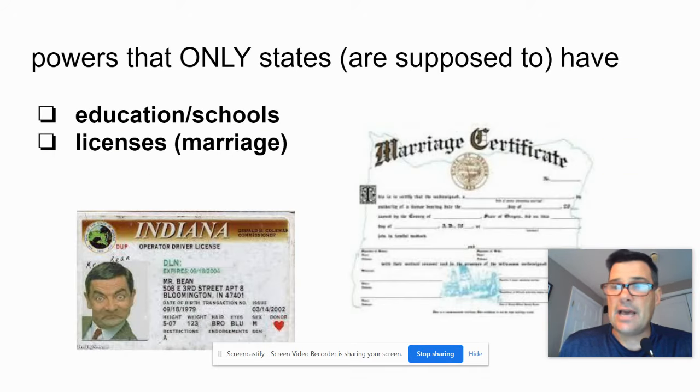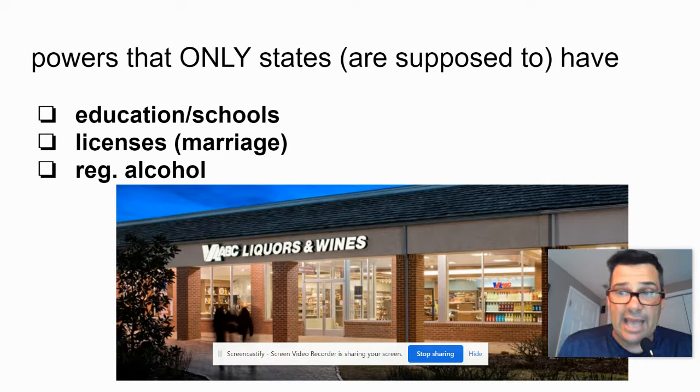Licenses like marriage licenses or driver's licenses or licenses for a profession, to become a person who cuts hair or who's a mechanic or some sort of license, whatever it would be. States have power over that. Regulating alcohol. In Virginia, they have the ABC stores, and those are stores that regulate alcohol. This is kind of left over from Prohibition, frankly.